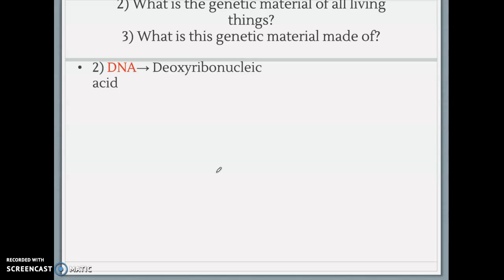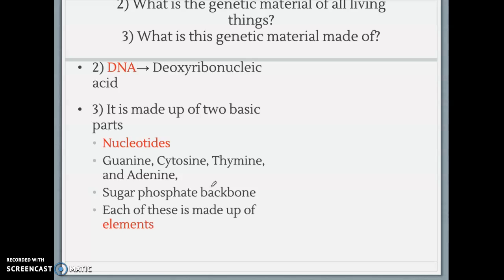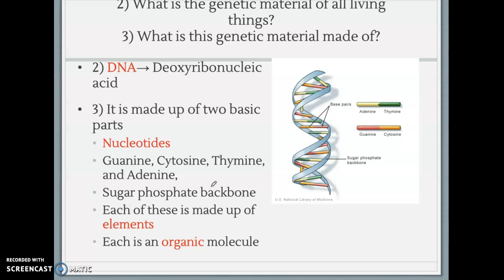So what's the genetic material of all living things? And we should know this. DNA, which is made up of 2 basic parts: nucleotides, the G's, the C's, the T's, and the A's, and a sugar phosphate backbone. All those are made up of elements, and if you had to guess which elements, hopefully you'd realize that it's a carbon-based chain. So remember, we have our double helix, we have our A's and our T's together, our G's and our C's, wrapped around the sugar phosphate backbone.